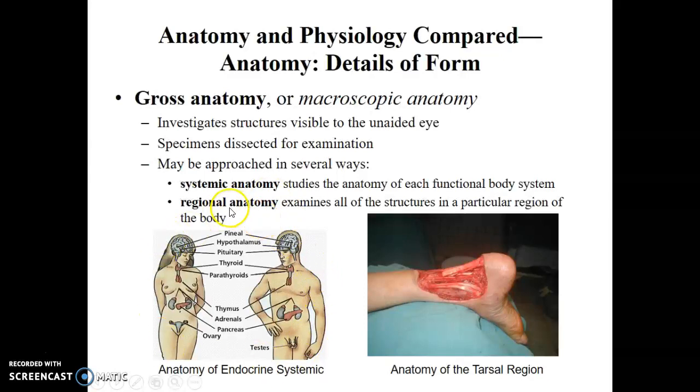Okay. A regional anatomist is going to study one region, so this is the tarsal region, and look at all the structures in the tarsal region. And then the physiologist, regional physiology, would study how the physiology of that region works. How do the blood vessels, how do the tendons, how do the bones all function together to make the tarsal region work.